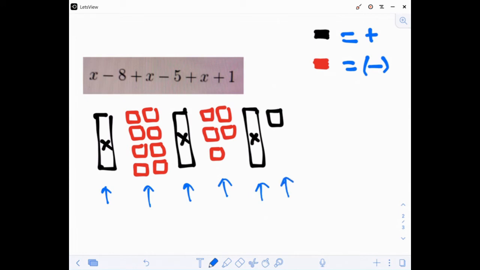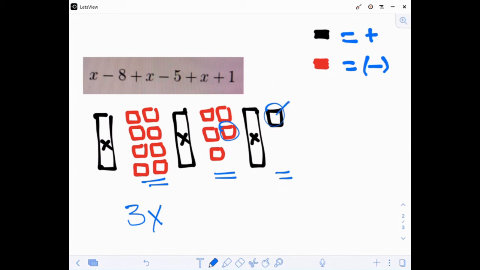Okay? So if I had this on my board or my expression mat, I want to combine like terms. What you see are 1, 2, 3 x tiles. So I could say I've got 3x. And I've got a bunch of negative tiles. I've got 8 negative tiles plus 5 negative tiles. That's 13 negative tiles and a positive tile over here. So I can create one zero pair. I should have done that first, actually.